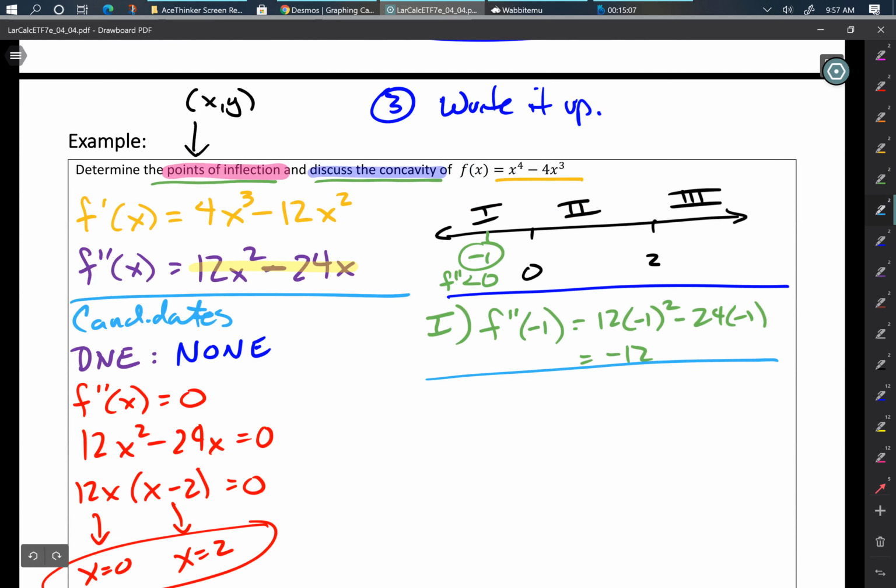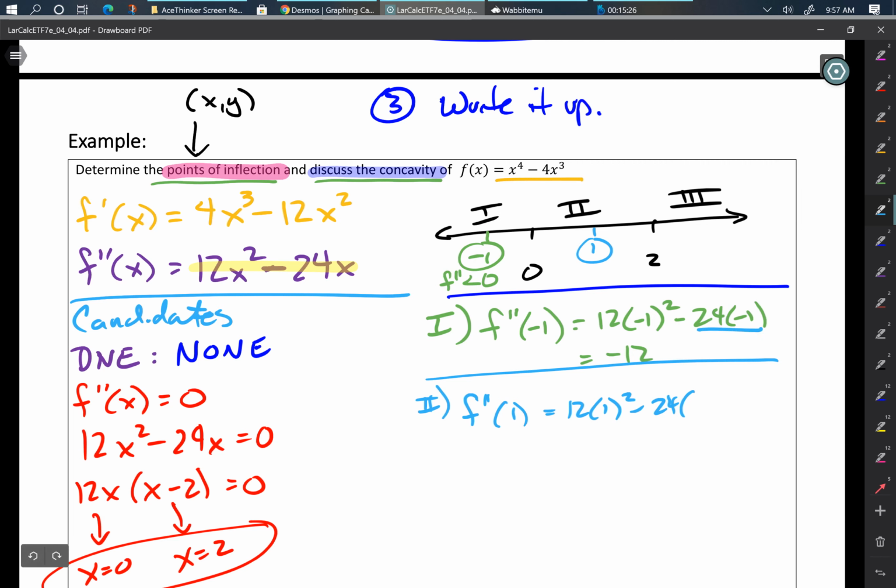Now we'll test the second interval. The second interval, I'm going to use the value 1. So interval number 2, I'm going to find the second derivative at 1, which is going to give me 12 times 1 squared minus 24 times... You know what? I just realized I made a mistake.